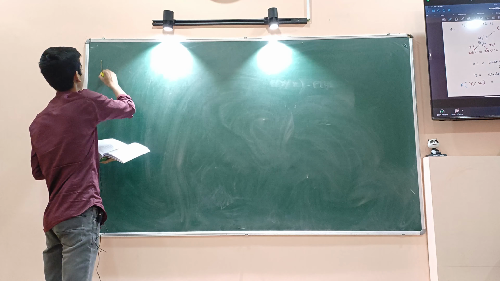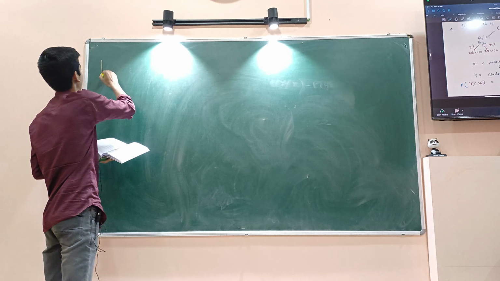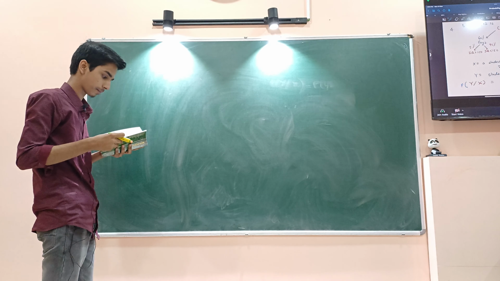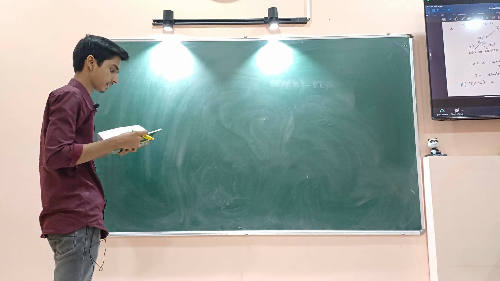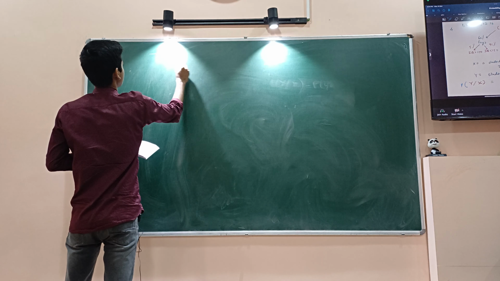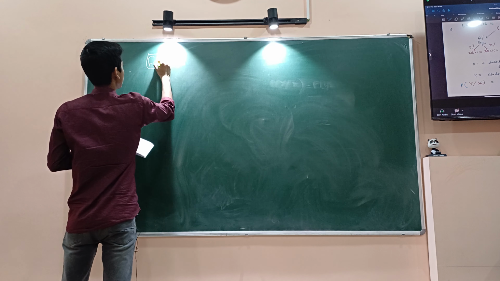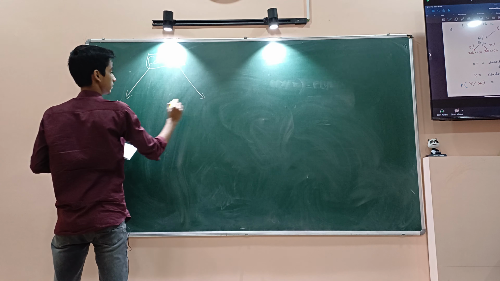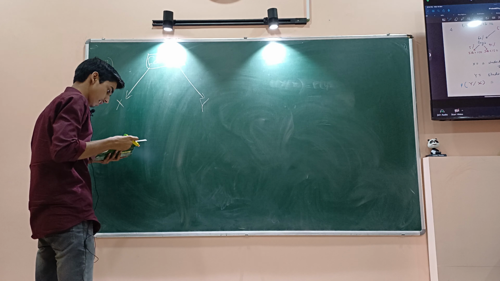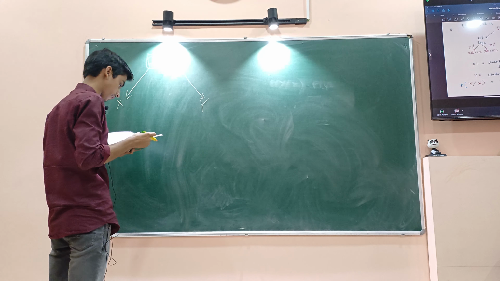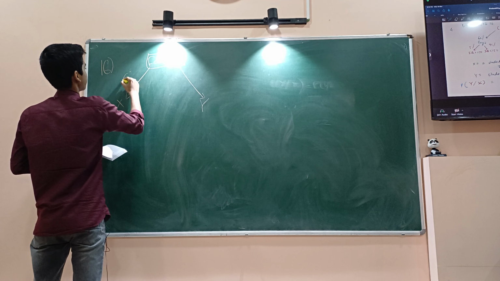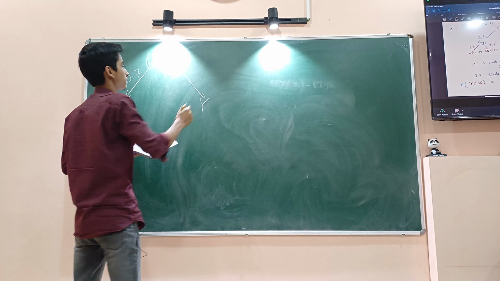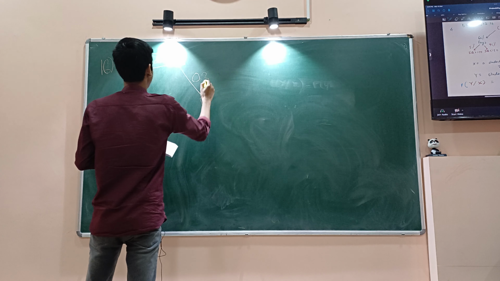Okay, question number 16. A car manufacturing factory has two plants, X and Y. Plant X manufactures 70%, so we can write 70% as 0.7, and plant Y manufactures 30%, so we can write it as 0.3.